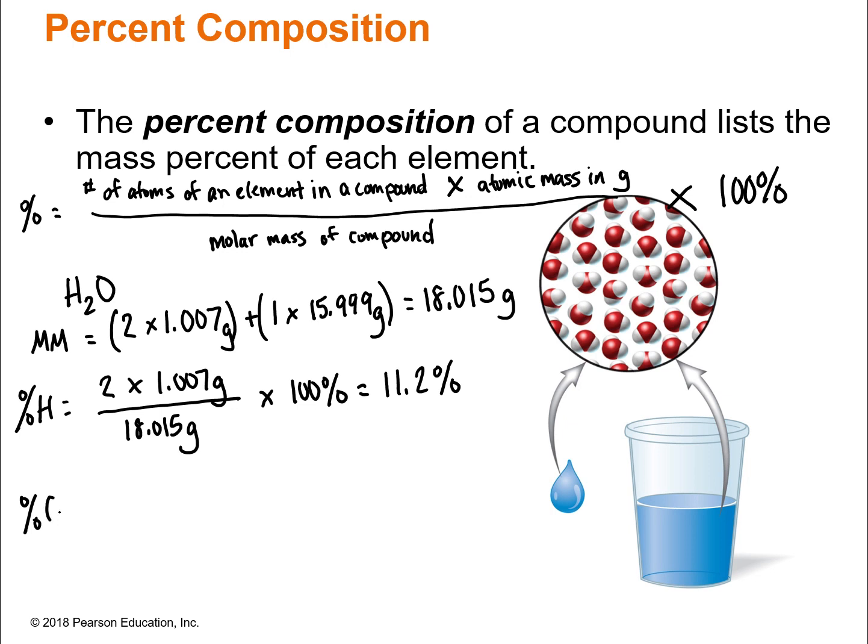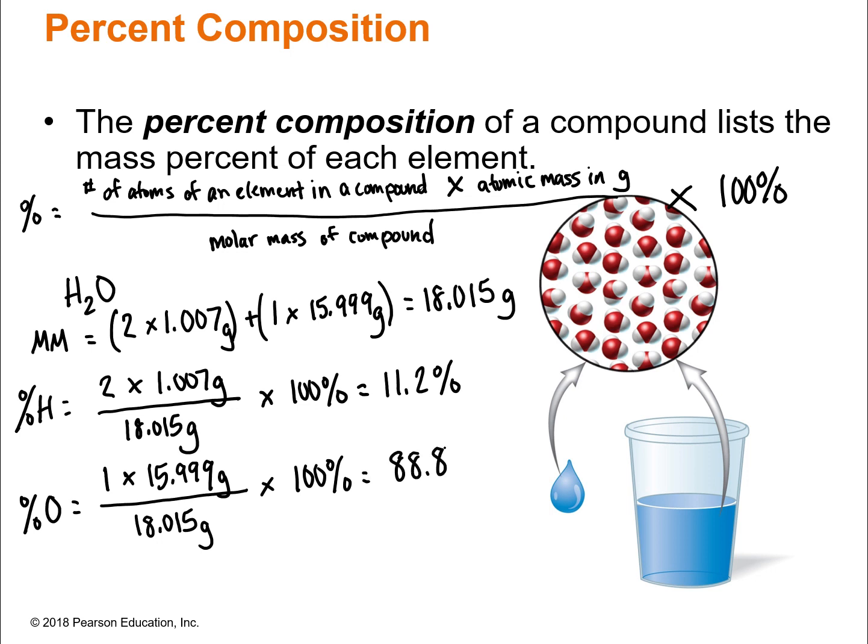Now let's calculate it for oxygen. There's only 1 oxygen in water. If you look at the periodic table, it'll say 15.999. It might say 16.00. Depends, again, on how many decimal places there are on your periodic table. You divide that by the molar mass of water and multiply by 100%. You should get somewhere in the ballpark of 88.8%.